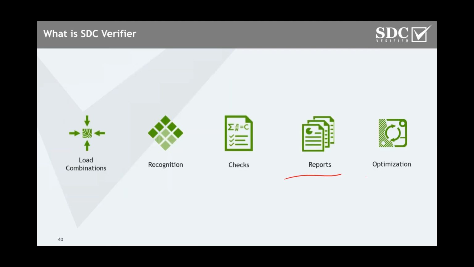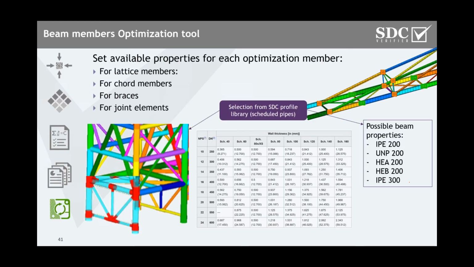So we covered report, and last but certainly one of the most important ones is the automatic optimization tool. Optimization allows you to pick the best possible design decision based on results. So let's assume we've gone through all the previous steps, the combinations, recognition, checks, and report, but our structure is not built according to this requirement. So what would we have to do then? We need to pick the possible replacements.